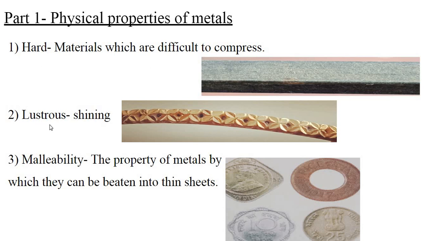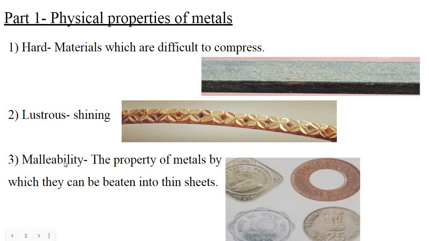Second property is lustre. That means it's shining. When you are beating the iron nail with a hammer, can you see the shining ends on the nail? Yes. Lustre means it has shining ends. If you cut it, you can see shining edges.